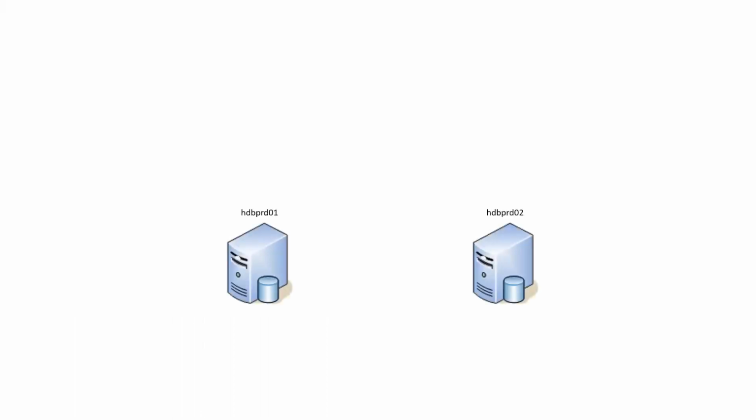In our case, we have two nodes of a HANA database, two HANA database nodes. One is node 1 and the second is node 2, HDB PRD01 and HDB PRD02. These are the NICs of each of these servers or VMs, and these are the IP addresses of each of these nodes. Node 1 has IP address 10.0.1.5 and node 2 has IP address 10.0.1.6, and these are the physical IP addresses of these nodes.